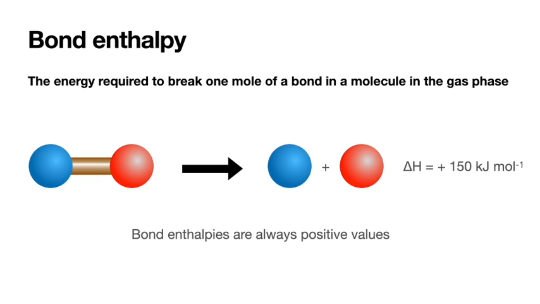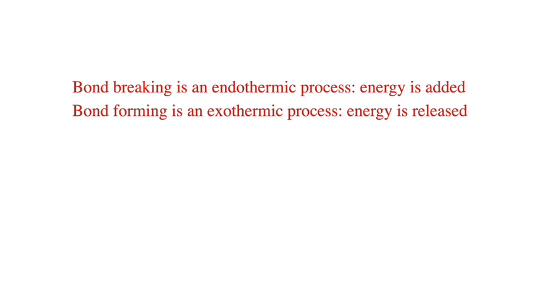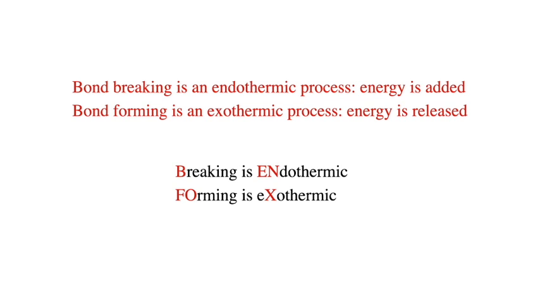Conversely, when a chemical bond is formed, energy is released. Bond forming is an exothermic process. So, to recap, bond breaking is an endothermic process. Energy is added. Bond forming is an exothermic process. Energy is released. You could remember this by using the mnemonic Ben-Fox. Making or breaking the same chemical bond will require the same energy to be released or added.